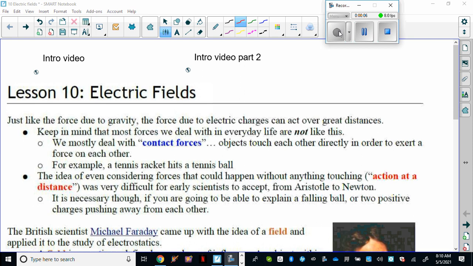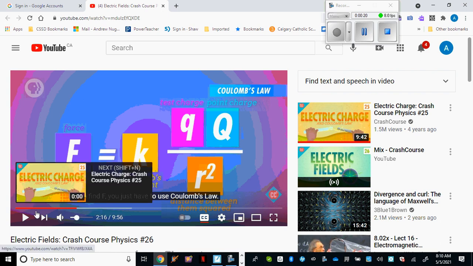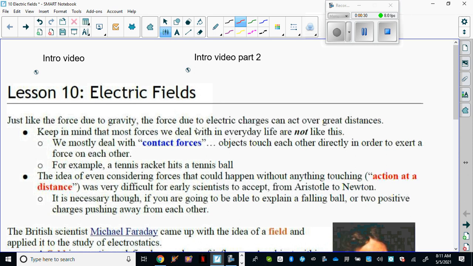Before you go over this lesson, I strongly recommend you go onto YouTube and watch this video here, Electric Fields, Crash Course Physics number 26. Watch that video before you pause right here, and then come back. I think it will definitely increase your understanding and your appreciation for electric fields. And here they are. You've now watched the crash course, and we're going to go over the notes.